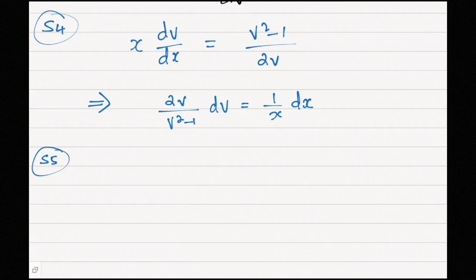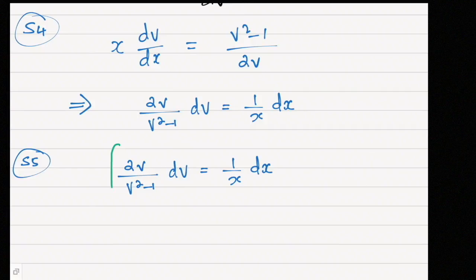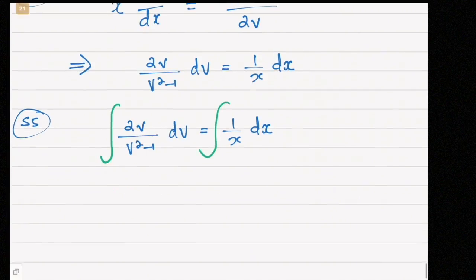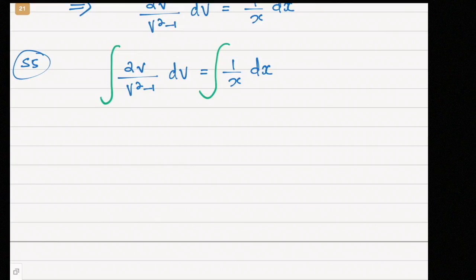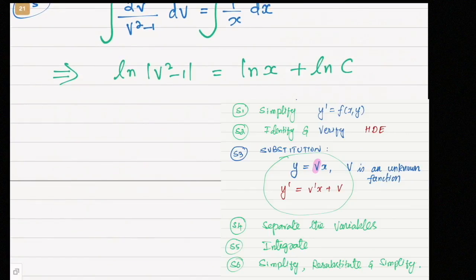If I integrate both sides, I am going to have the integral of this equals the integral of that. Now we can use the substitution method on the left hand side, and that would give me ln of v squared minus 1 on the left hand side, and on the right hand side it's going to be ln of x. To make the computation easy, I am going to add ln of c instead of just a c, and here c is an arbitrary constant. And this is our last step.